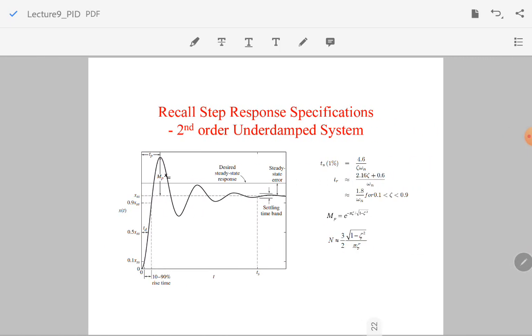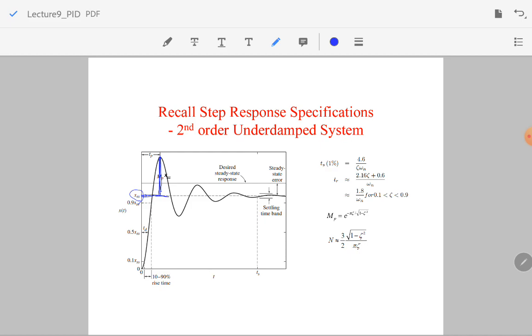So from the second order underdamped system, this is this number right there. This is called the steady state response. And this distance divided by xss is called the percent overshoot. To make it a percent, you multiply by 100.